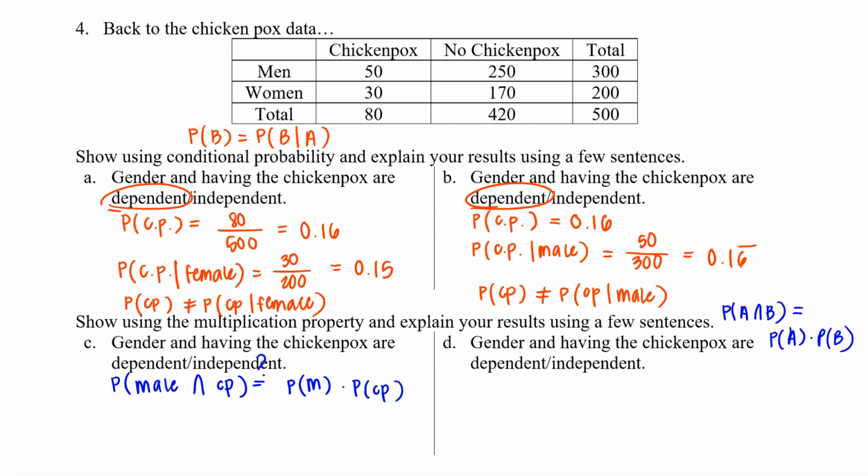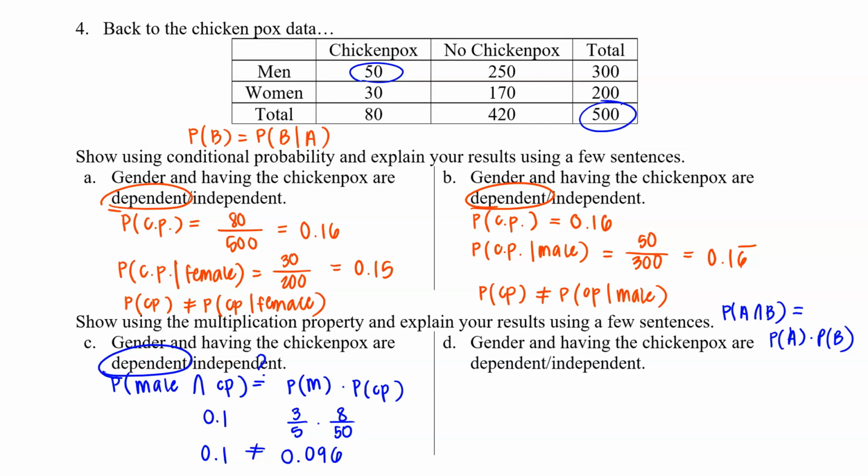The probability of male and chickenpox would be the intersection, so 50 out of the total 500, which is equal to 0.1. The probability of male, which is 300 out of 500, times the probability of chickenpox, which is 80 out of 500, gives us a probability of 0.096. Because 0.096 is not equal to 0.1, again, we will conclude that they are not independent.